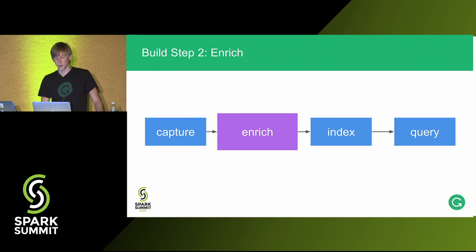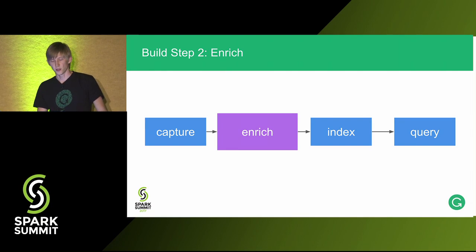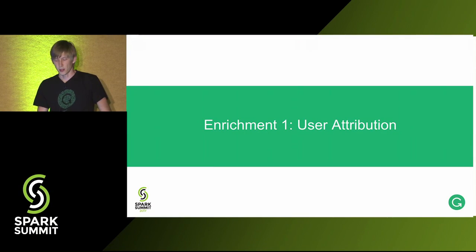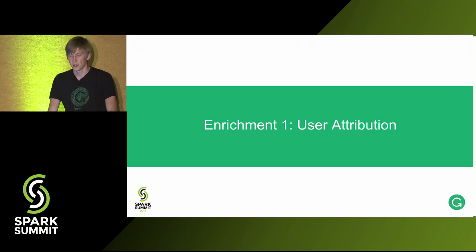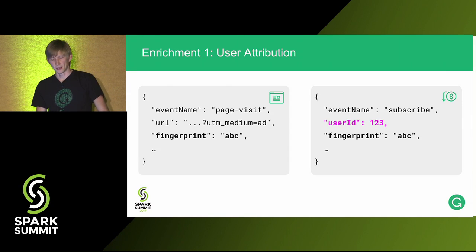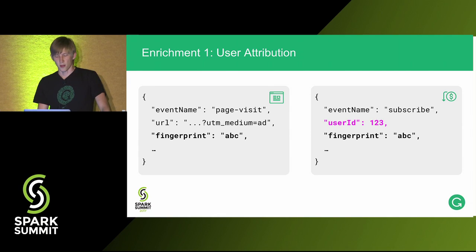In the next step, things get much more interesting. So we enrich data, or pre-aggregated data. And we do 2 kinds of enrichment as of now. First one is so-called user attribution. In this step, we basically want to take those events we collect and enrich them with the information that allows us to understand which user these events belong to.